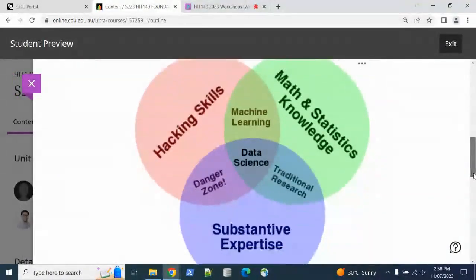okay, so there are 3 essential skills to data science. The first skill that you need is some knowledge of statistics. Okay, so statistics could be as simple as counting the average of certain things. Okay, that's statistics.